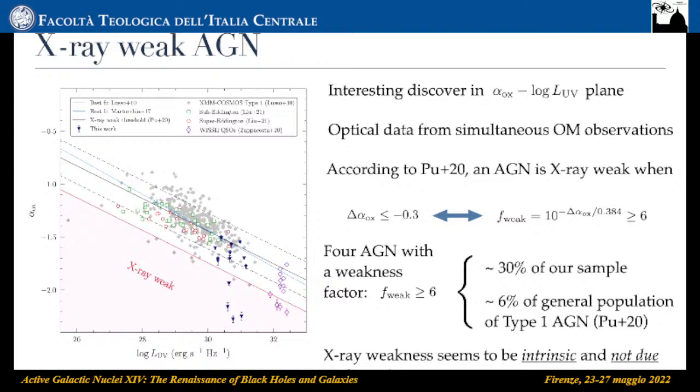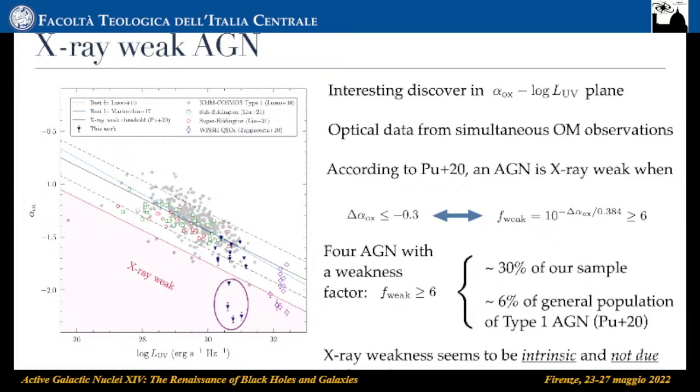Another interesting thing comes when we look at the alpha_X-L_UV plane, because in this case we find that 4 of our sources are lying well into the domain of X-ray weak AGN. And indeed, according to the definition by Pu et al. 2020, an AGN can be classified as X-ray weak when the difference between the observed value of alpha_X and the one expected from the adopted alpha_X-L_UV relation is smaller or equal than minus 0.3, which translates into what they call a weakness factor, F_weak, greater or equal than 6.